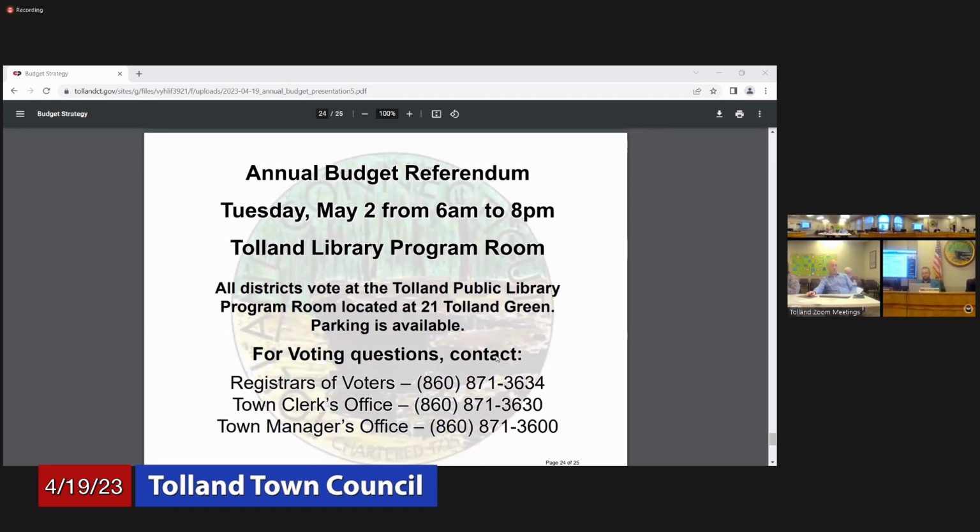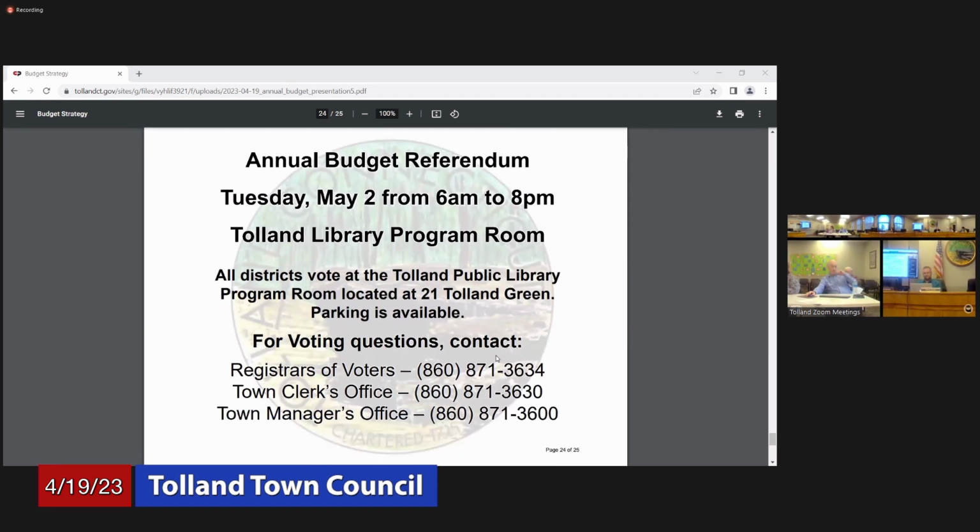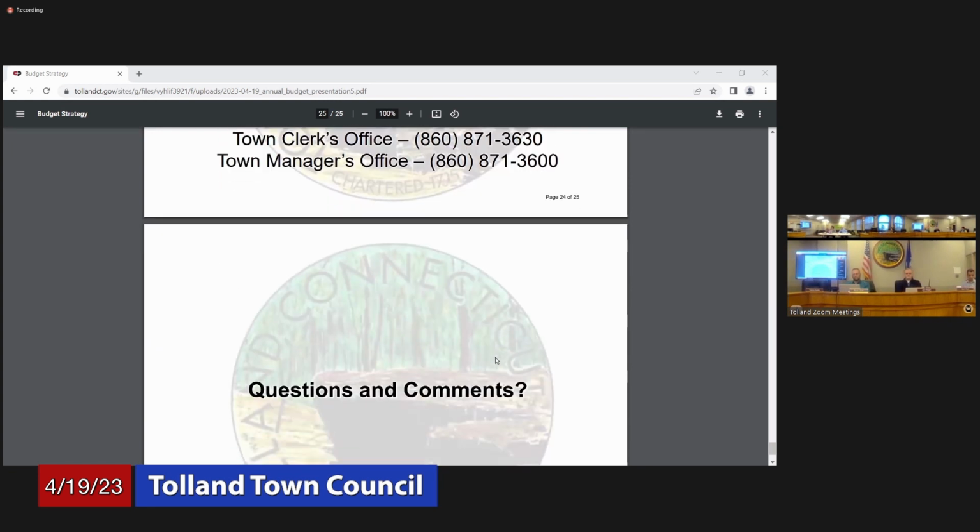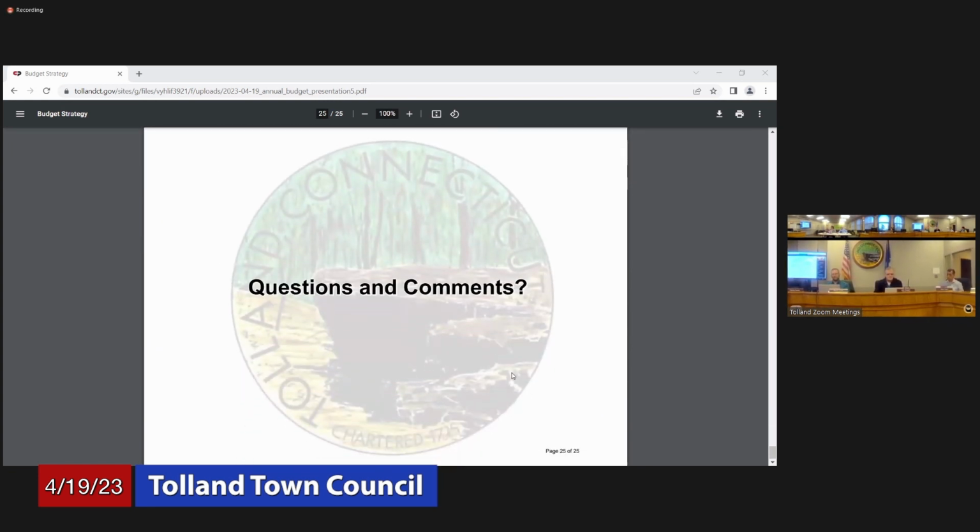And again, the annual budget referendum, May 2nd, from 6 a.m. to 8 p.m. For voting questions, you can reach out to the registrar's office, the clerk's office, or the town manager. I believe the informational flyer has been printed and is being mailed out very soon. So everyone should be seeing those.